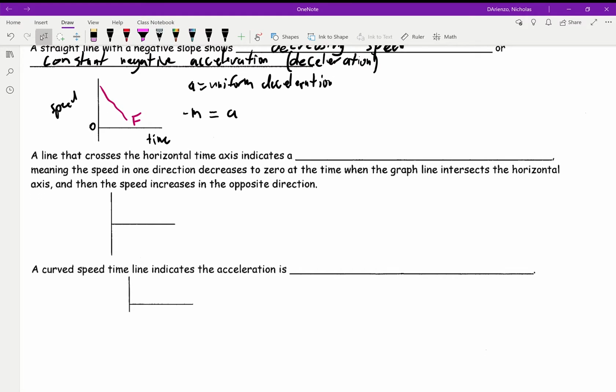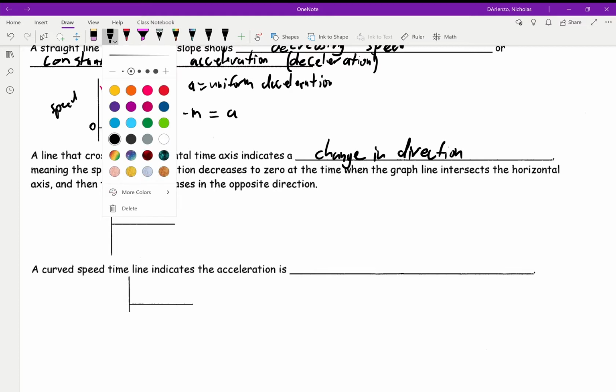A line that's going to cross the horizontal time axis, crossing that 0 point on the y, is going to indicate a change in direction of the object. Meaning that the speed in one direction is going to decrease to 0 at the time when that line is intersecting the horizontal axis, and then it's going to increase in speed moving in the opposite direction. And this is all in relation to our starting point, our 0 point, and that's going to vary depending on the situation.